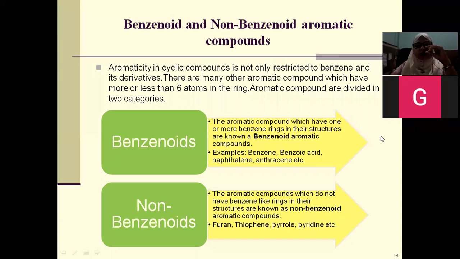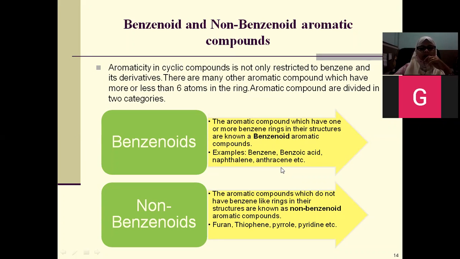Okay, students. So this is the difference between benzenoids and non-benzenoids. Benzenoids are aromatic compounds containing a benzene ring in them, and the examples are benzene, benzoic acid, naphthalene, anthracene, etc. We'll see the structures also. Then non-benzenoids are the aromatic compounds which do not have a benzene-like ring in them, but still show aromatic behavior, like furan, thiophene, pyrrole, pyridine, etc. So these are also aromatic compounds, but they do not contain a benzene ring in them.